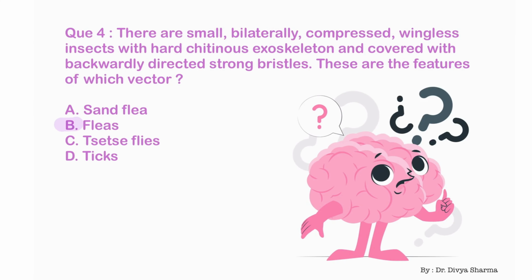Question number 4. This question is about the description of a vector. There are small, bilaterally compressed, wingless insects with a hard chitinous exoskeleton and covered with backwardly directed strong bristles. These are the features of which vector? So the correct option is option B, fleas.